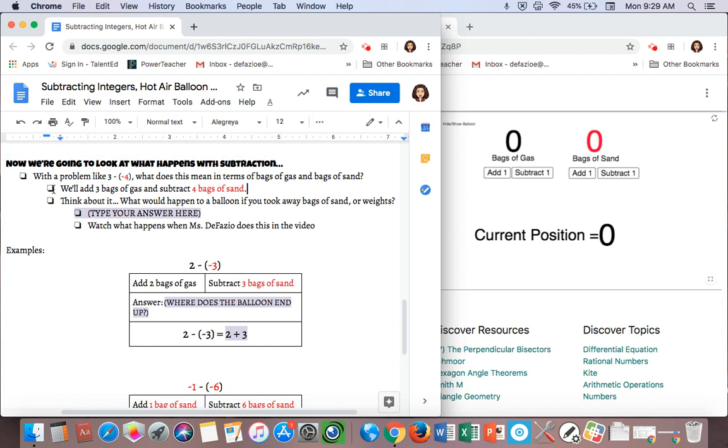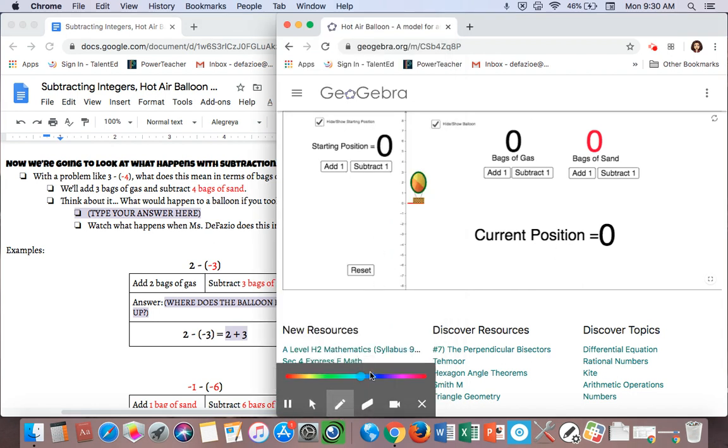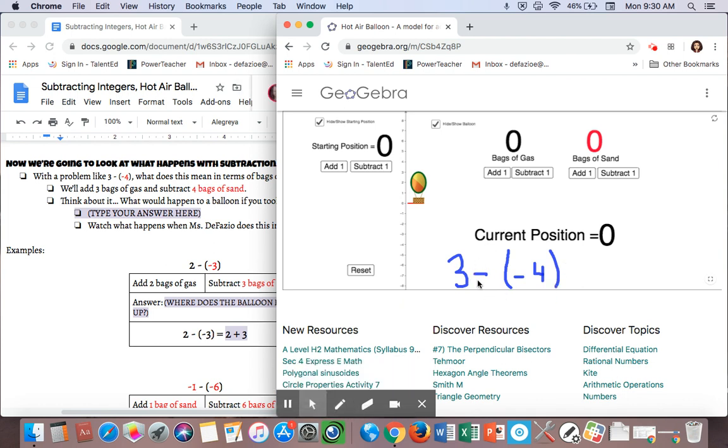So it says, we'll start out with a problem like 3 minus -4. What does this mean in terms of bags of sand and bags of gas? So with a problem like, and I'll rewrite it over here, +3 minus -4. And again, this is different from problems we've already seen because we haven't seen ones where we're subtracting a negative or a positive.